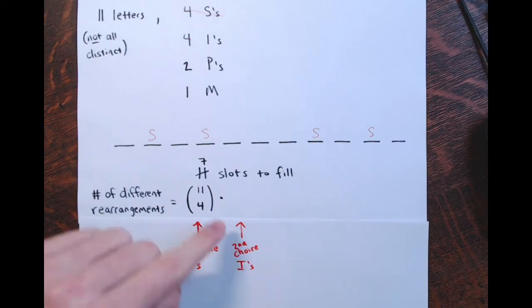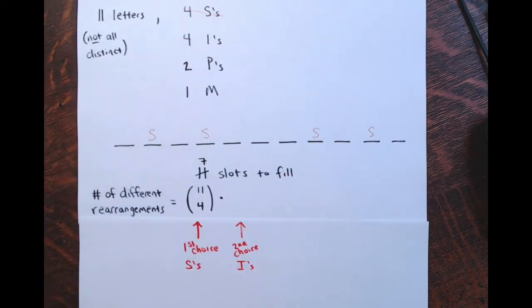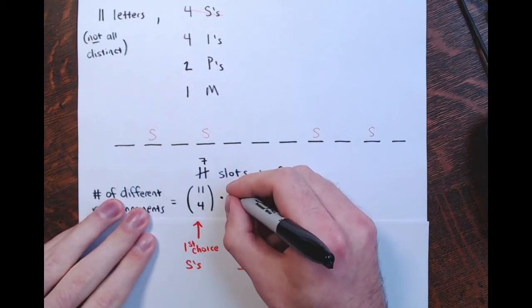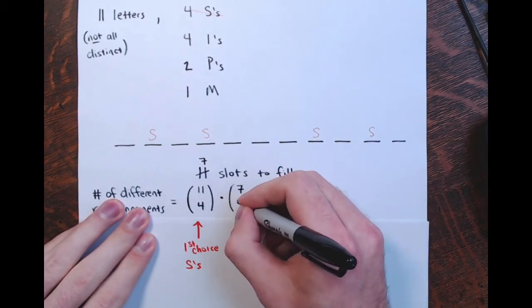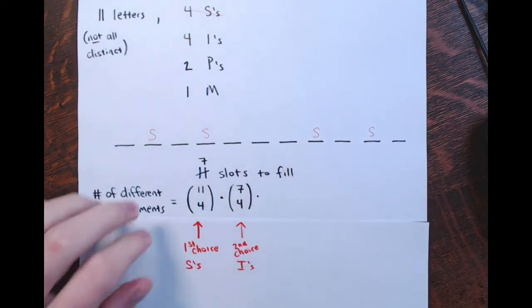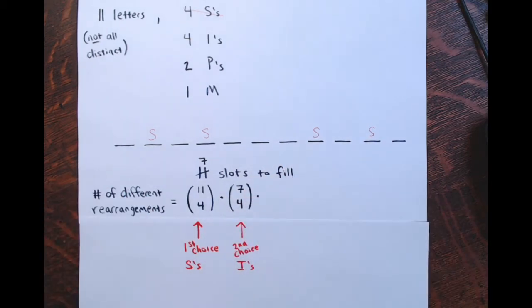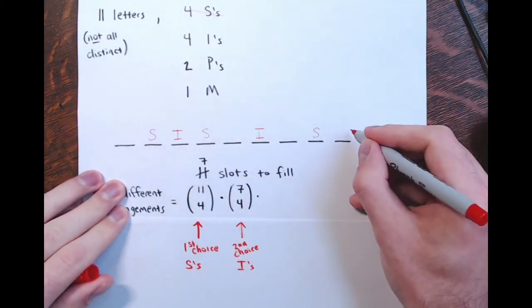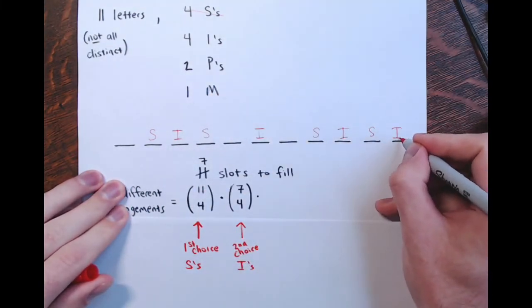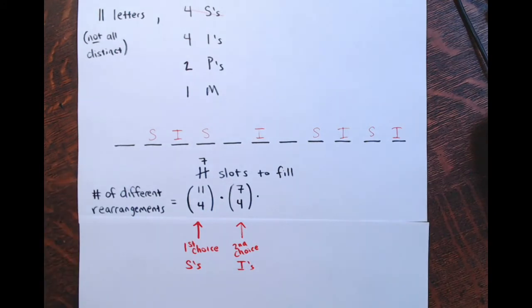And I have 4 I's to put in these 7 slots. So the number of ways I can select where the I's go is 7 choose 4. All right, so I lay down I's maybe here, here, and here and here. Again, of those remaining spots, I had 7 choose 4 different ways of doing that. All right. Next choice, right?